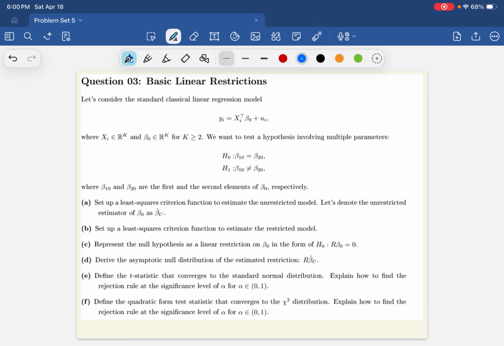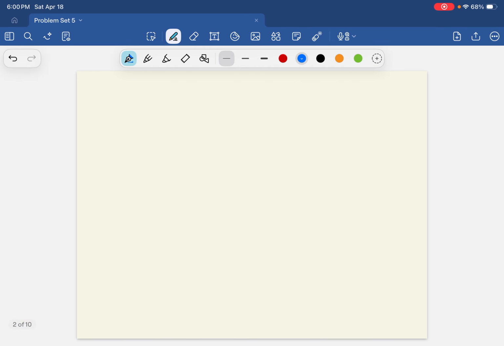So we consider the same standard classical linear regression model, and we are going to test this equality. The difference from the simpler restrictions is that it involves two parameters. So that's a small difference. Let's see. The unrestricted model is just OLS, right? There is no special thing here.